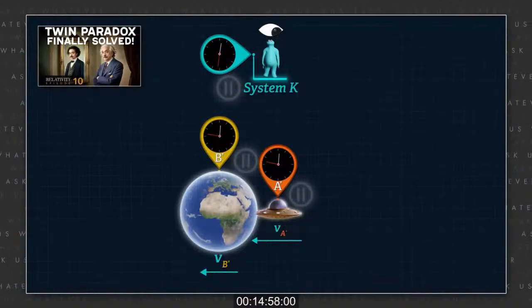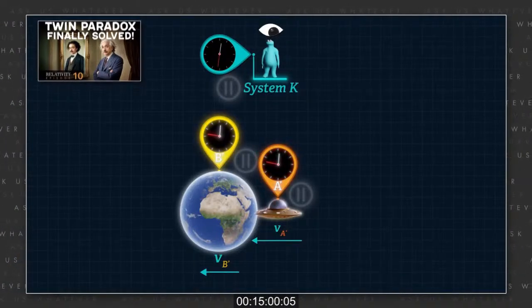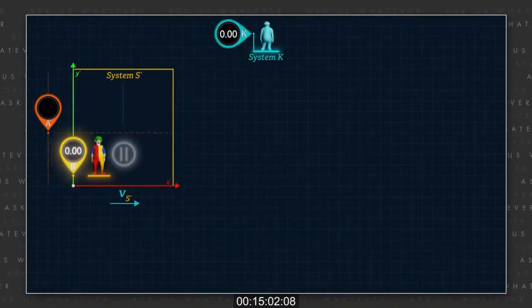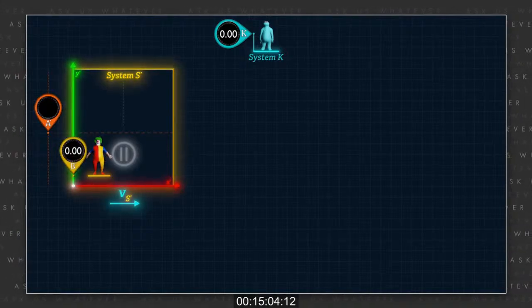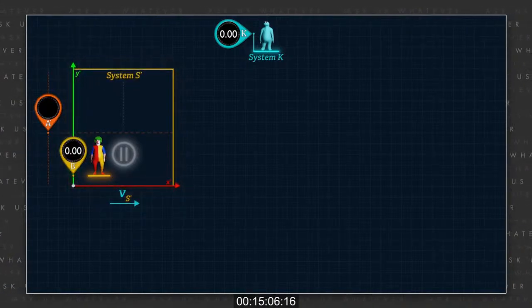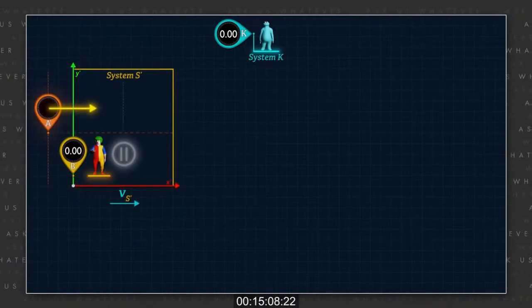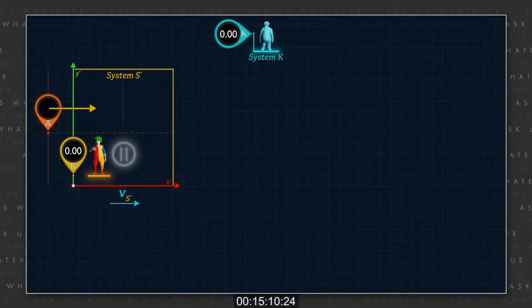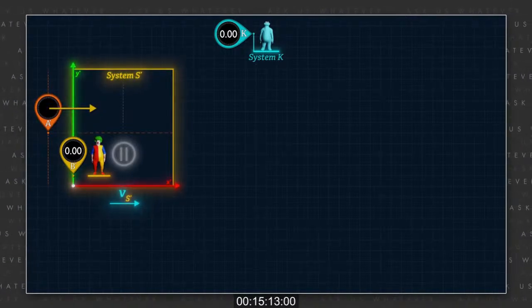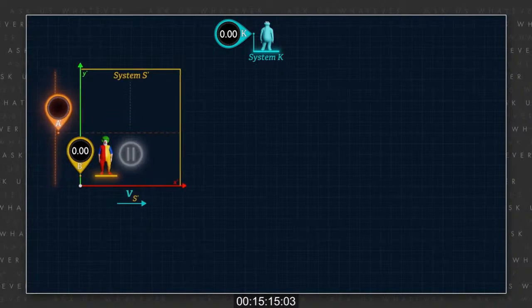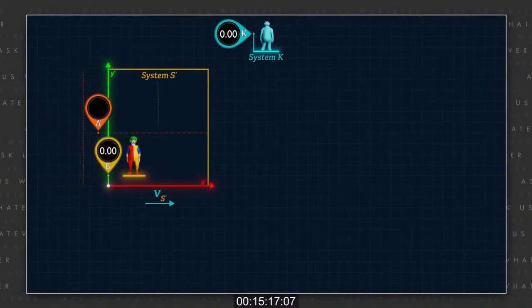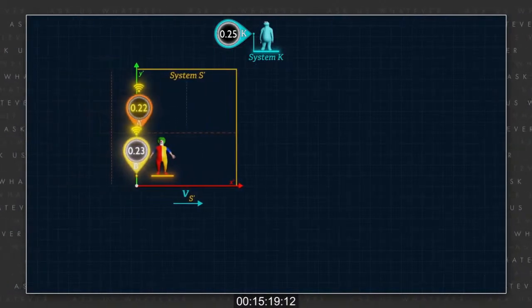Let's use a little creativity with clocks A prime and B prime. Let's say that clock B prime is stationary at the origin of system S prime as before. But now let's consider a clock A prime as moving along the x prime axis parallel to the direction of system S prime motion. When clock A prime reaches clock B prime at the S prime origin, clocks A prime and B prime are synchronized.